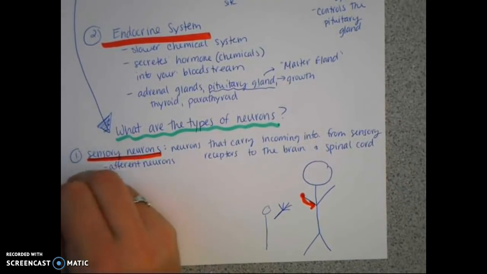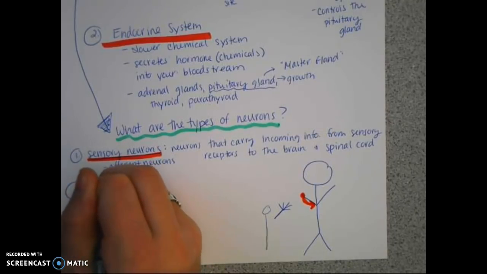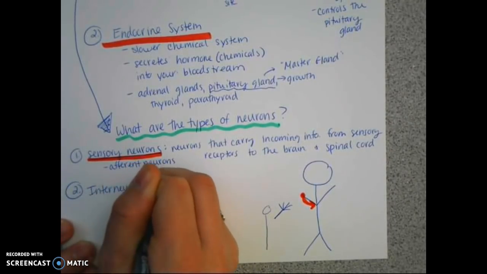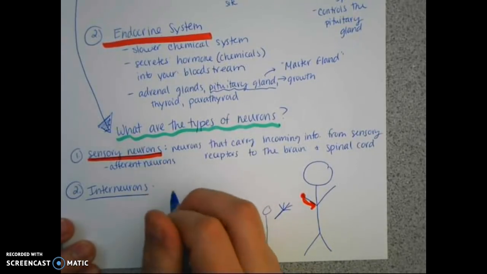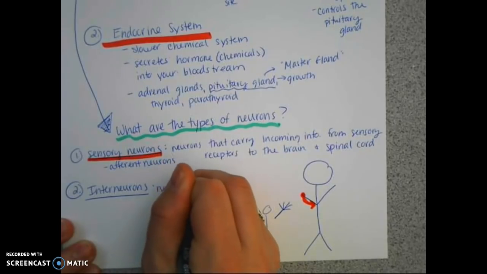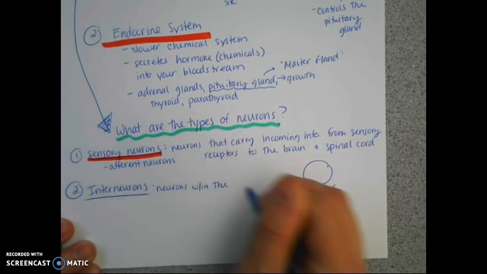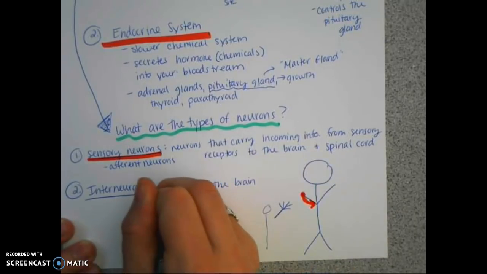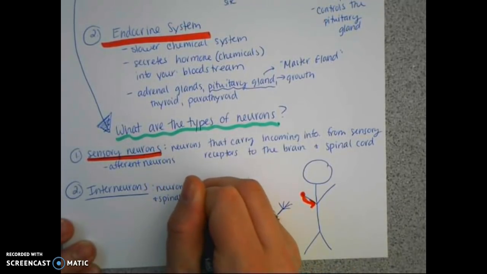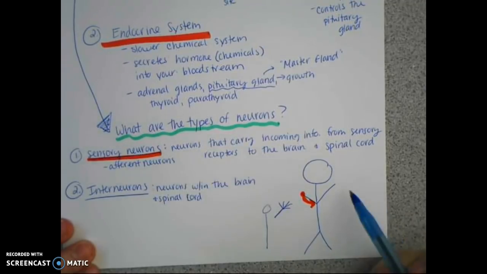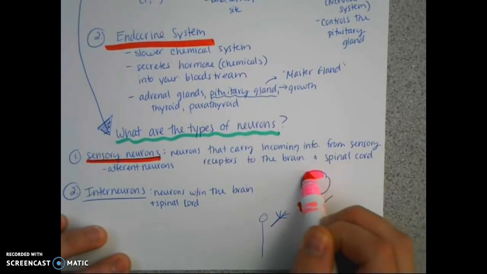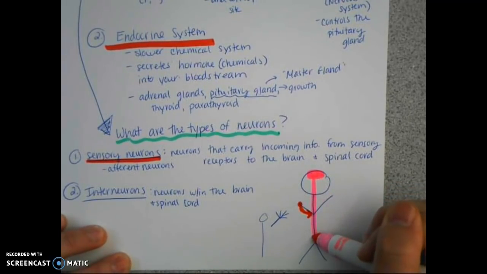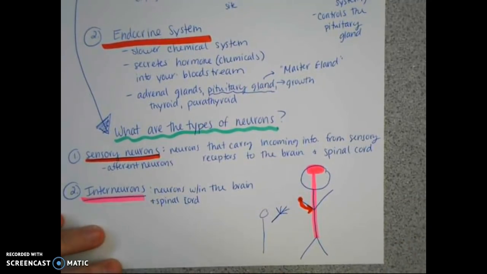Which takes us to our second type of neuron. Our second type of neuron are interneurons. Interneurons are neurons within the brain and spinal cord. Neurons within the brain and spinal cord, those are all interneurons. Inter meaning between. So this is my brain and the spinal cord. Those are all interneurons.